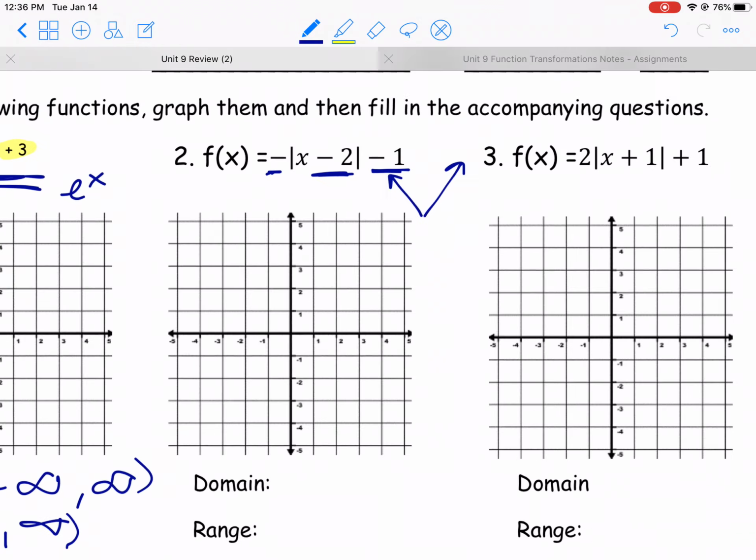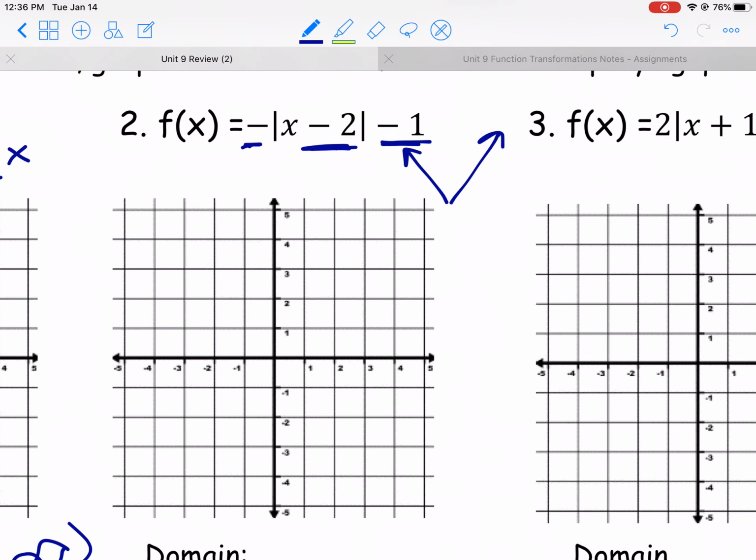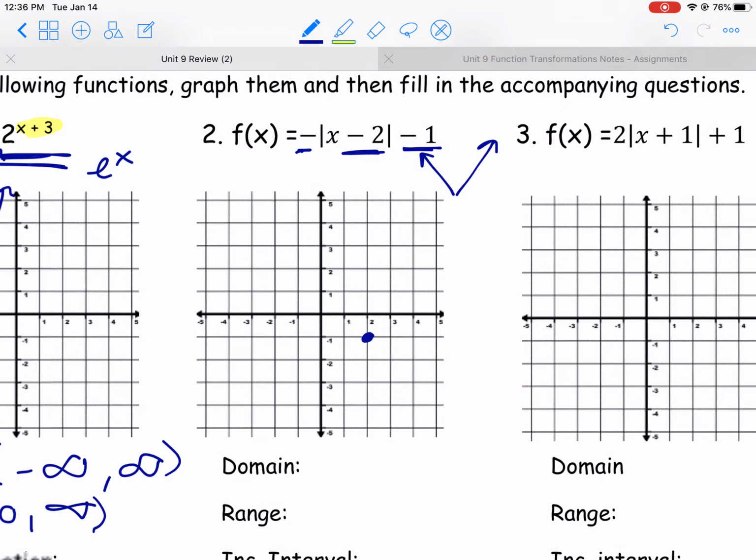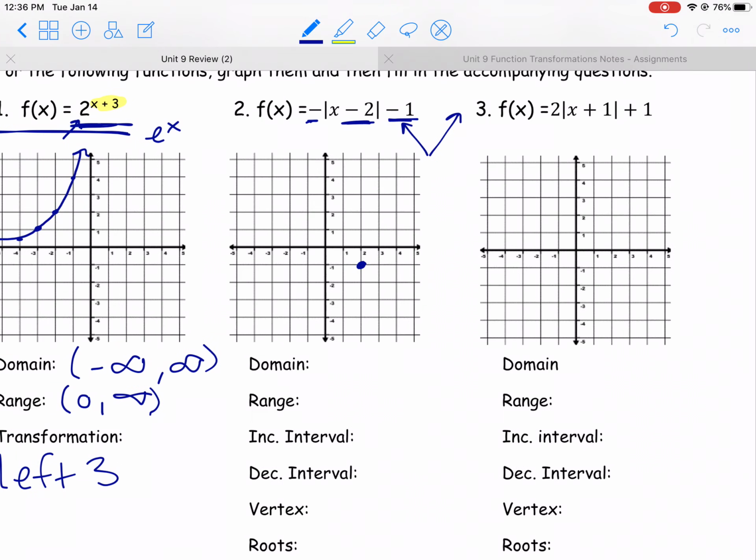So we're taking the parent function, we're going right 2, down 1. That's going to be our vertex, and it actually asks for the vertex down here. So let's put that in: 2, -1. And then this is telling us to reflect it, so it's going to open down. And the slope is just 1 still, down like that, right? So it fits that look.